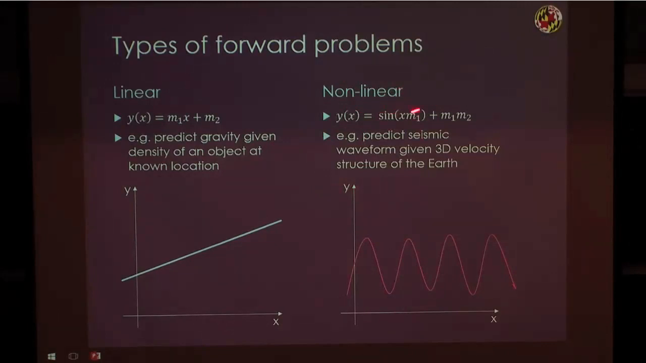So here I just have a simple one where I have sine, which of course I drew in PowerPoint, so it's not a sine. But it's sine plus some constant equals y. And an example of a nonlinear inverse problem, and we'll get to this in more detail later, is, for example, to predict seismic waveforms given a 3D velocity structure of the Earth. There is a nonlinear relationship between the seismic structure and seismic waveforms.